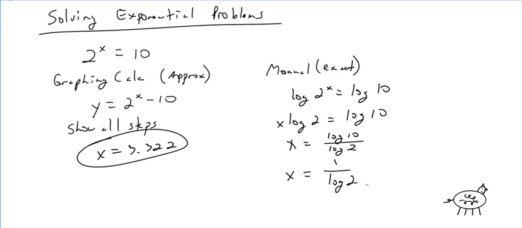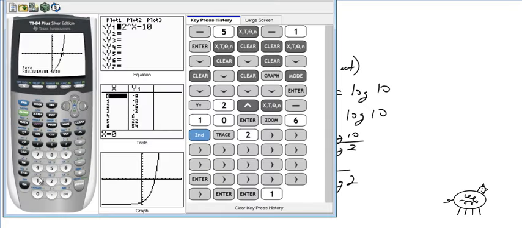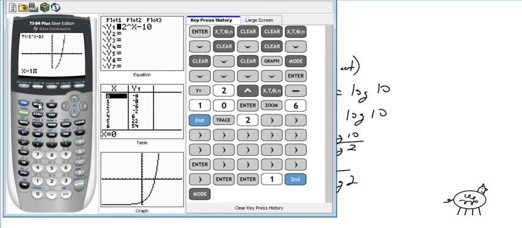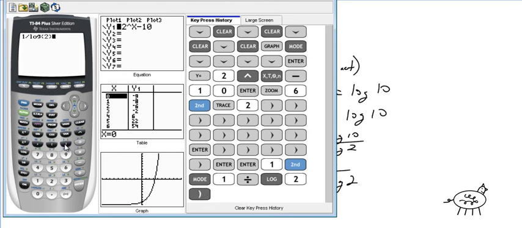And just for the heck of it, if I check it, let's go back to our calculator here. It's very friendly. 1 divided by log of 2. So we got to get out of here. Quit. 1 divided by log of 2. Hey, 3.322. Very exciting. All right, so just 2 ways to do it.